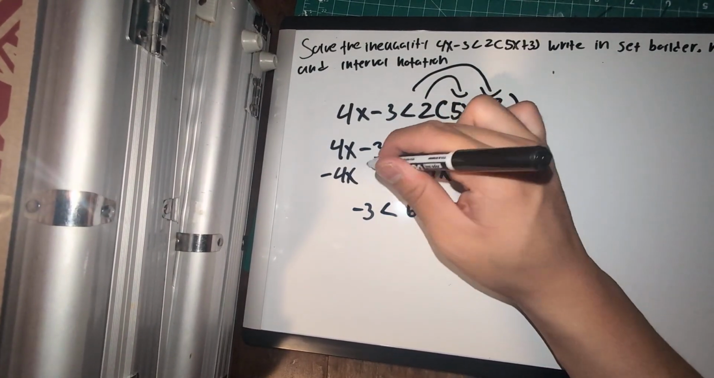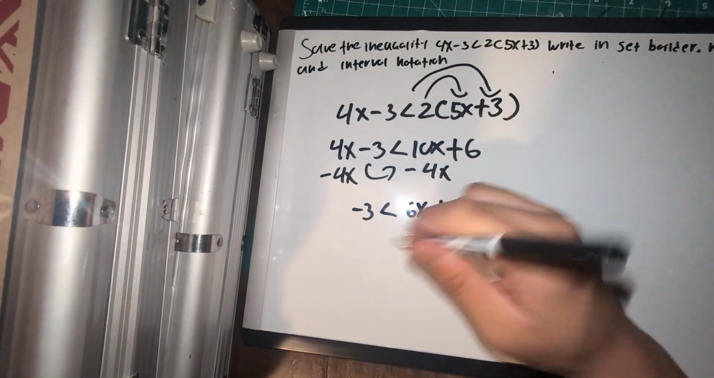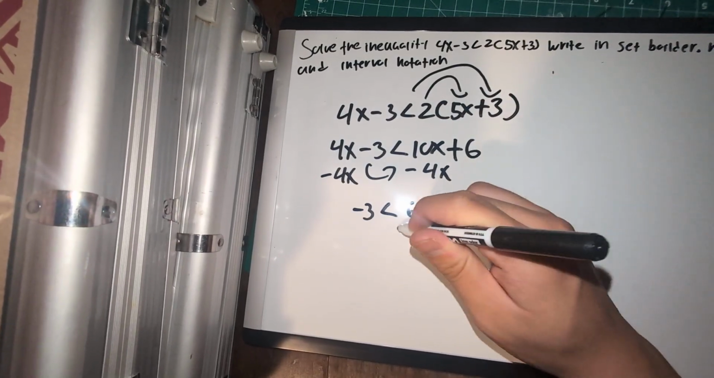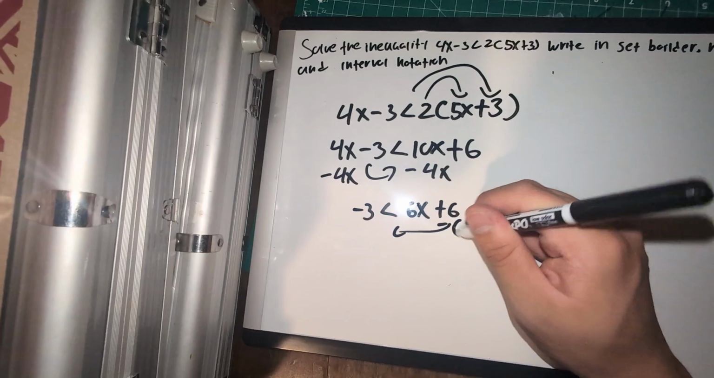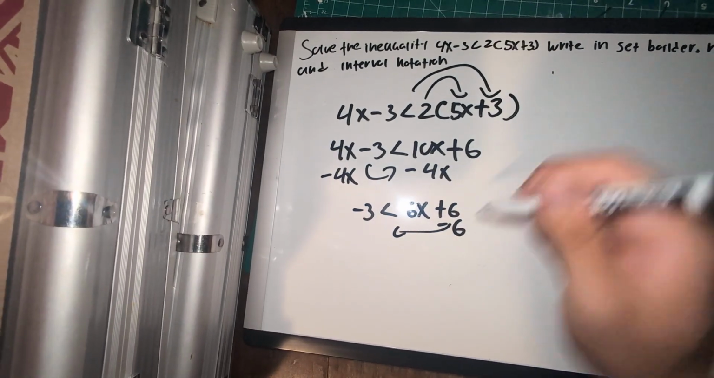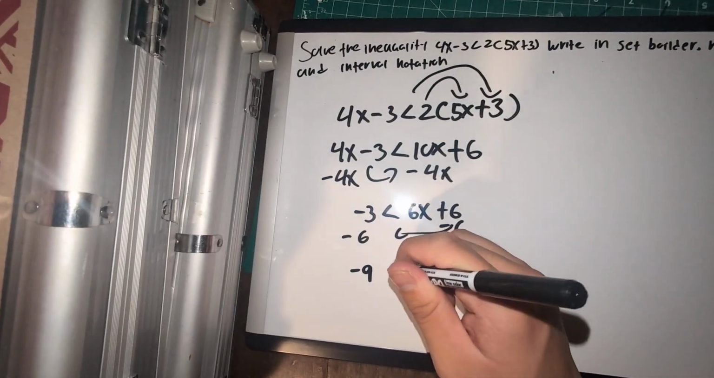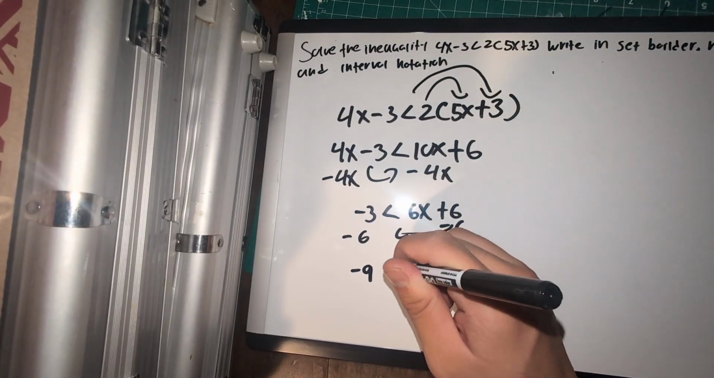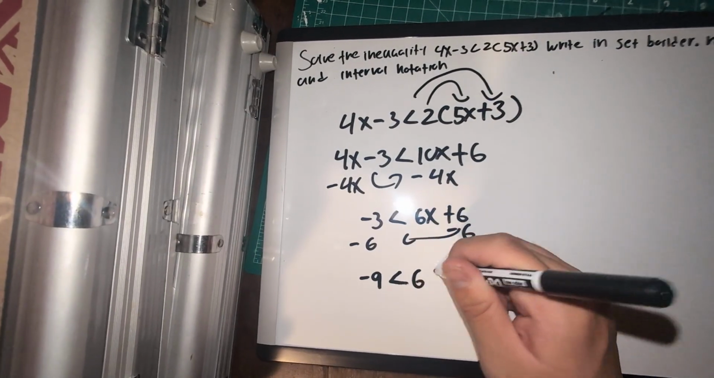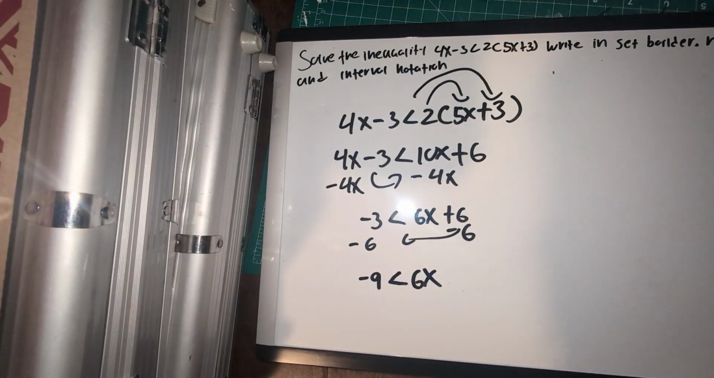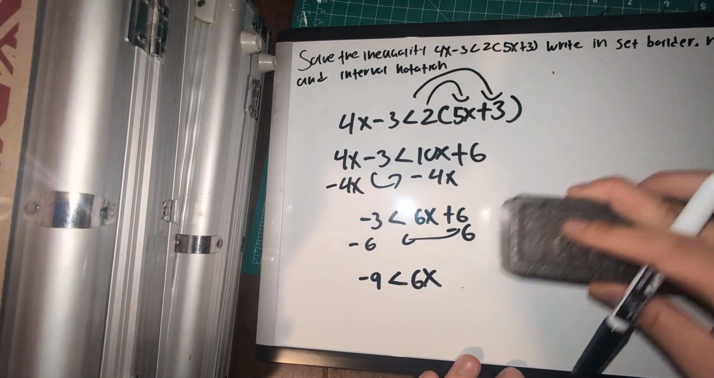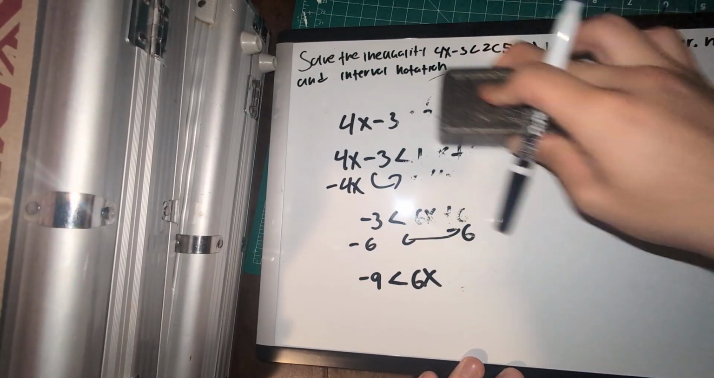Since we moved the 4x this way, I want to move the 6 that way. So I'm going to move this over here by subtracting 6. It's going to be negative 3 minus 6, which leaves you with negative 9 is less than 6x. I'm going to erase this so I can get some more room. We're going to keep that inequality though.